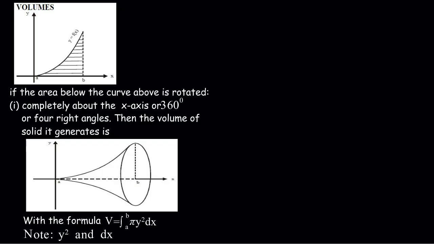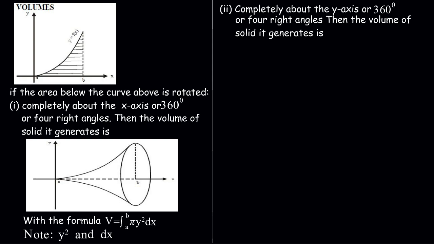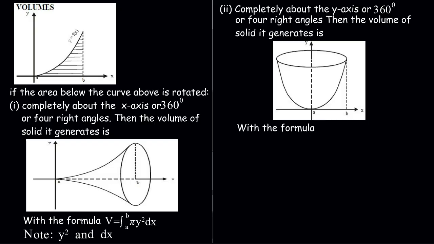Now note that we are integrating y squared with dx, so we have to look for a function in terms of x when actually solving for the volume. Also, about the y-axis, rotated 360 degrees, the volume of the solid generated is gotten by the formula the integral of pi x squared dy from b to a. Also note x squared and dy.